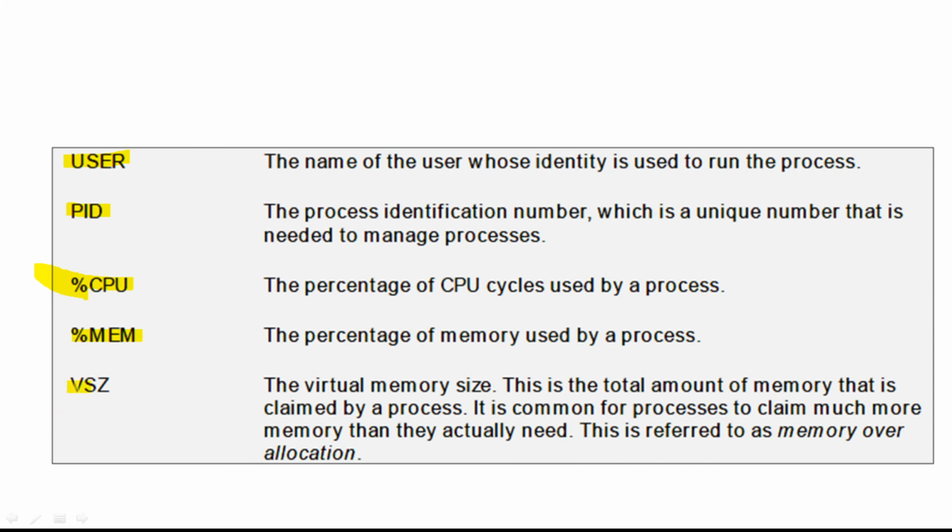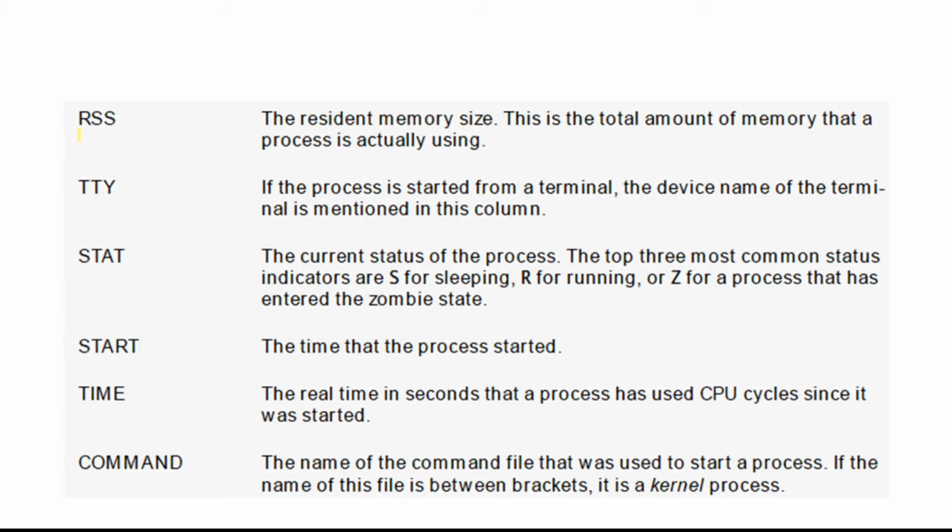VSZ defines the virtual memory size, that is the total amount of memory that is claimed by a process. So overall it means the total memory which is being allocated, and it may require additional memory if it is in running mode and needs more. Then we have RSS, the resident memory size, that is the total memory the process is actually using. Then we have TTY, which defines the terminal on which the process is currently running. We have already seen there are TTY1 to TTY12.